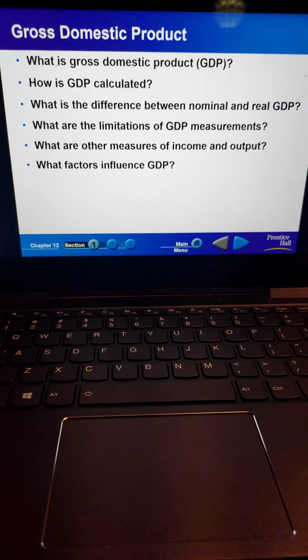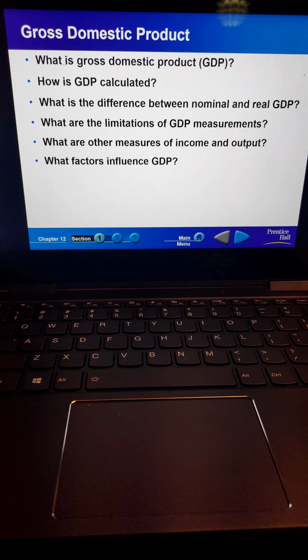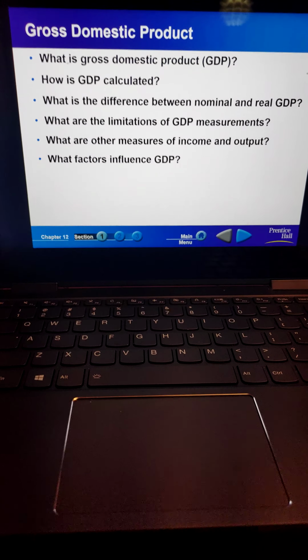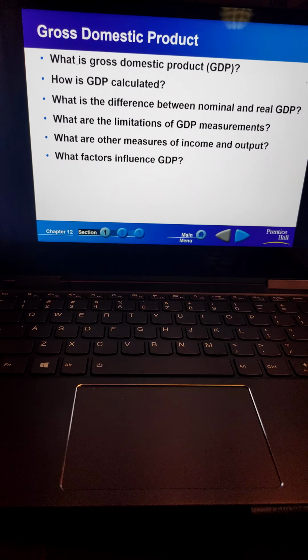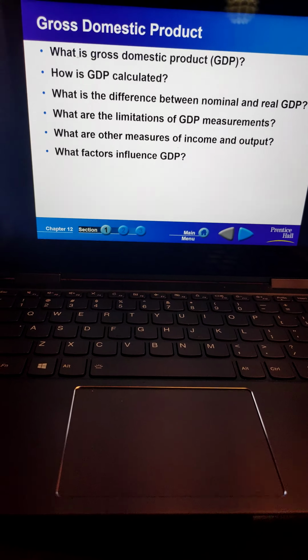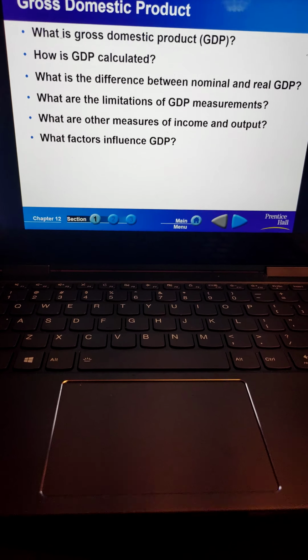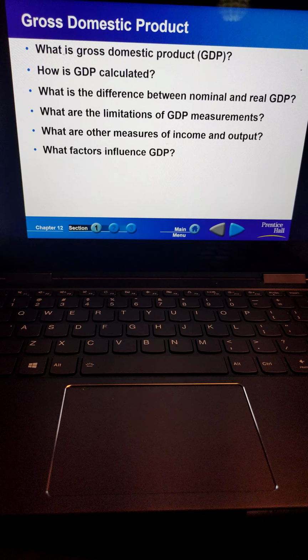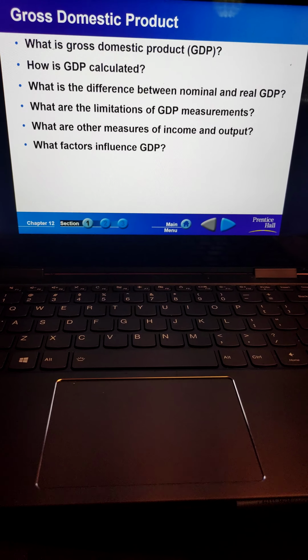So this lecture is going to cover the first section of chapter 12, which is about gross domestic product. You might have heard of GDP, and it's basically a measure of our economy in one shape and form, but it also comes with its limitations. So we'll learn how to calculate GDP.